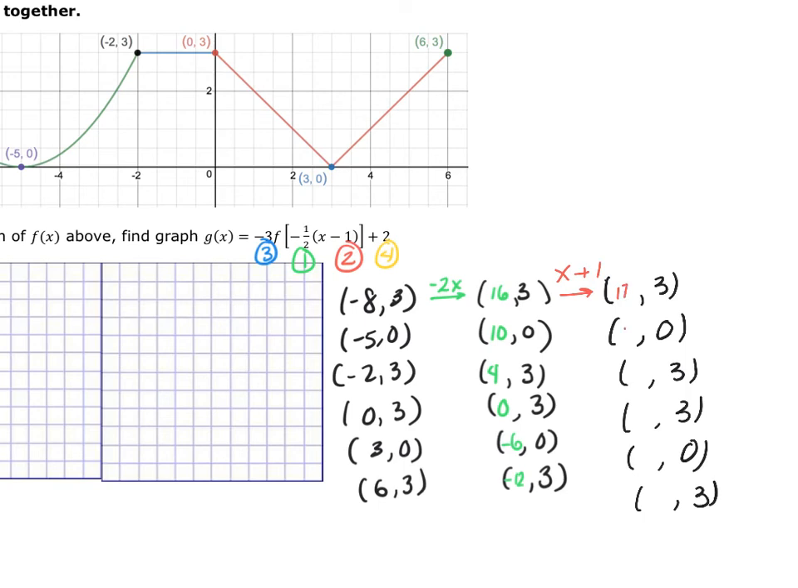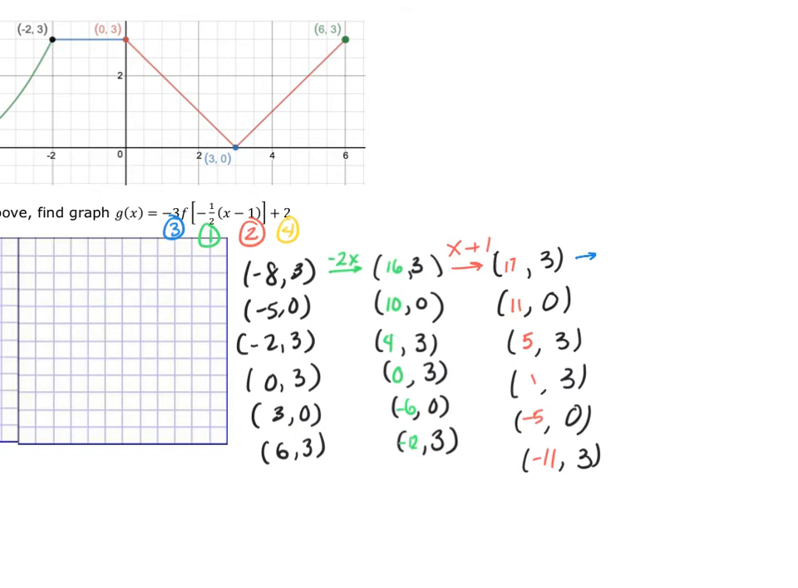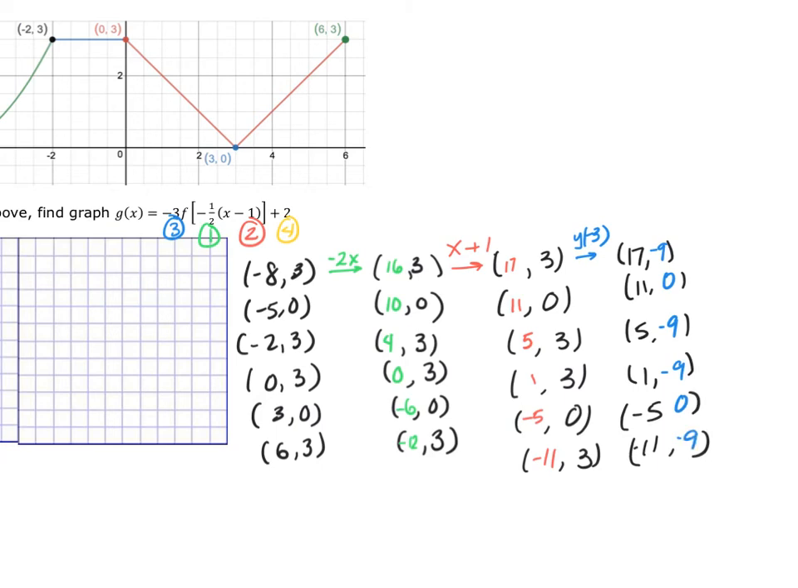So that's going to go to 17, 11, 5, 1, negative 5, and negative 11. The next thing I'm going to do is take all of my y's and multiply all my y's by negative 3. So now my x's have stabilized: 17 for the first one. Let me change that to 17. It's a really bad looking 17. So 17, 11, 5, 1, negative 5, and negative 11. And what's changed is all of my y's are going to be multiplied by negative 3. So this becomes negative 9, 0, negative 9, negative 9, 0, and negative 9.